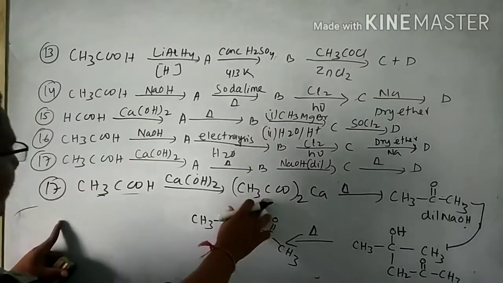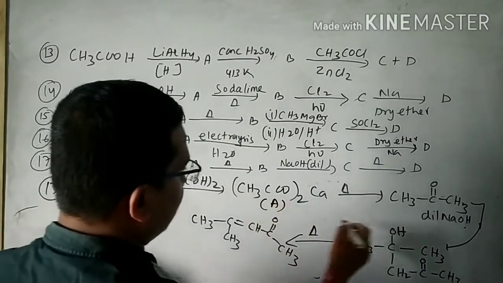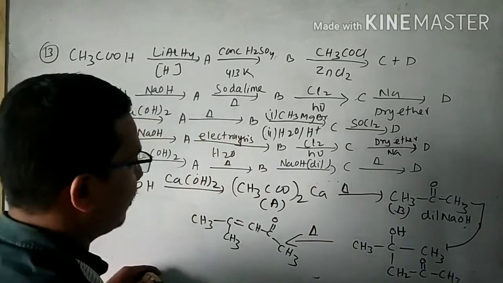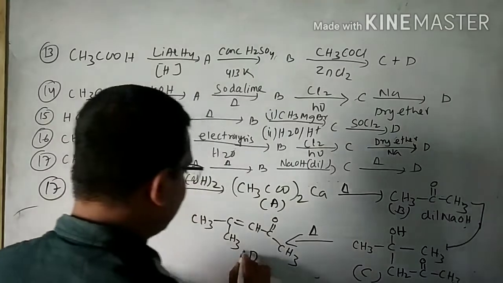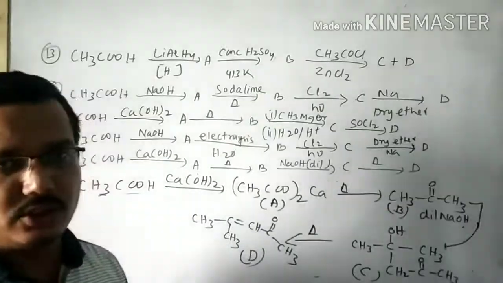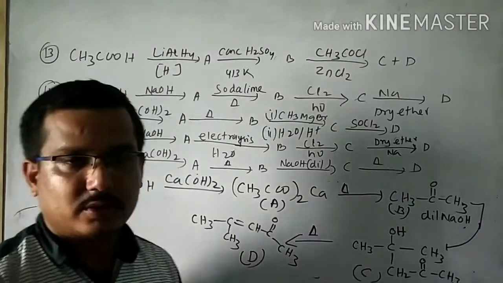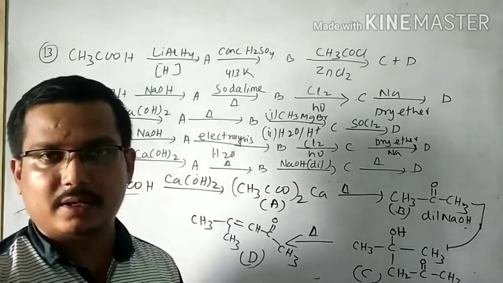This is said to be A. This is said to be B. This is said to be C. This is said to be D. This is all about the conversions related to aliphatic carboxylic acid.